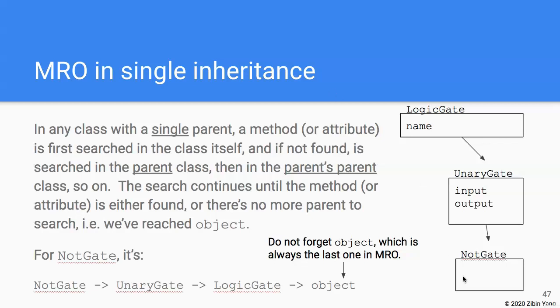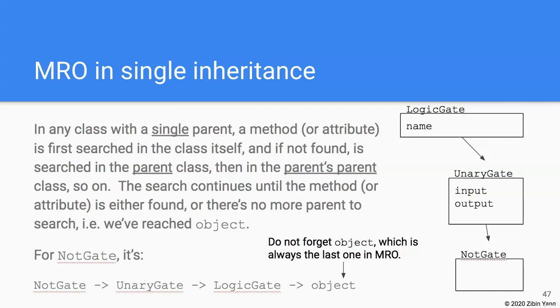So for example, for NOT gate, its MRO is, well, NOT gate itself, right? And then it goes to the unary gate, and then it goes to the logic gate. Now, even though logic gate does not explicitly inherit from any class, we know it always inherits from object, which means object is always the last one in any MRO. So let's not forget that. Now, that is the NOT gate MRO that we can derive by hand by looking at the code.